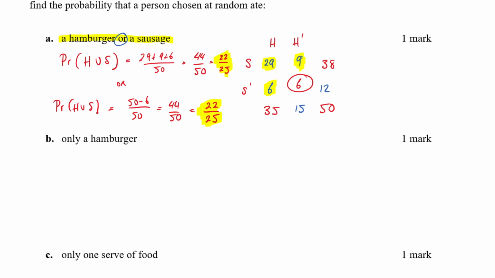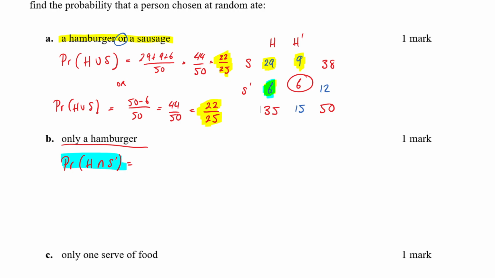Okay, next one. It says that we've got only a hamburger. Well, think about it. What does that mean? That means that we've got a hamburger intersection with no sausage. We come and look at our table here. So we're after this. Now, what is that going to be? That's going to be hamburger with no sausage. It'll be 6. So 6 on 50.